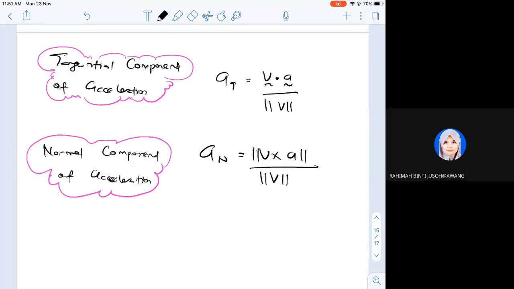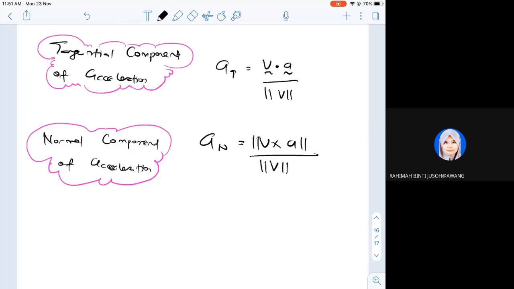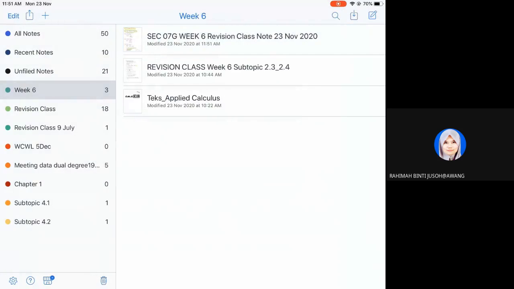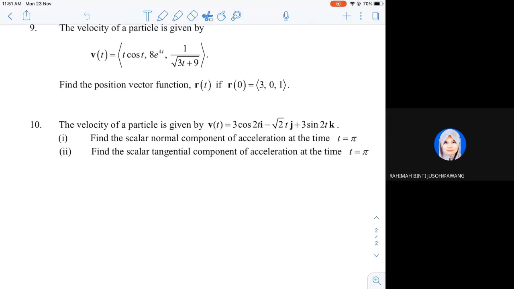Alright, so now, guys, tangential component and normal component. This one also, I think will come out in your test. Okay, I prepared one question for you here. This question.